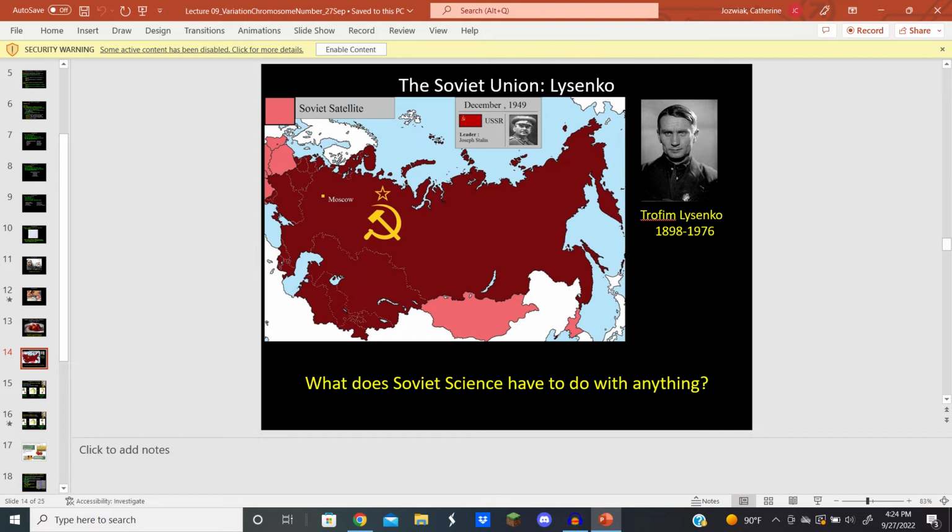And he appointed one of his close political comrades, Trofim Lysenko, who was an agrarian, sort of as the head of Soviet science. Now, one of the weird things about the communist revolution in Russia is that it was an all or nothing sort of thing, right?